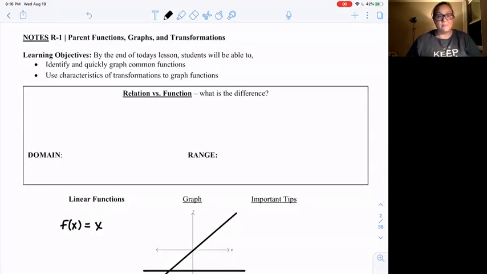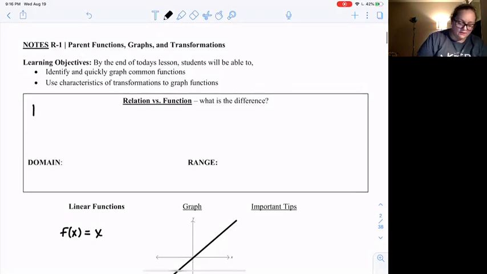So we're going to talk about parent functions, graphs, and transformations today. Now, the parent functions, it's really just kind of that shape, and then we'll talk about what the different transformations are that happen to those parent graphs. And then we're also going to go into the idea of what the domain and range are of the various parent functions. So the first thing we want to address is what is a function versus a relation, or what is a relation versus a function.